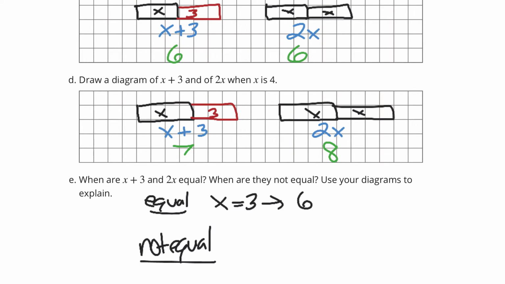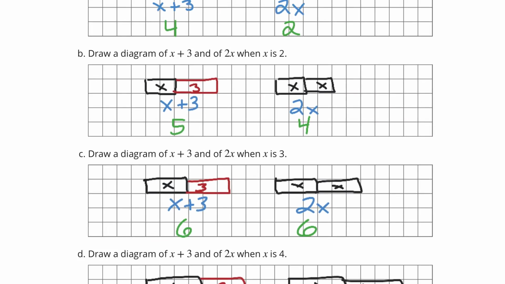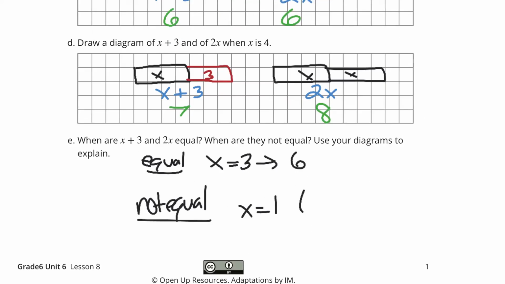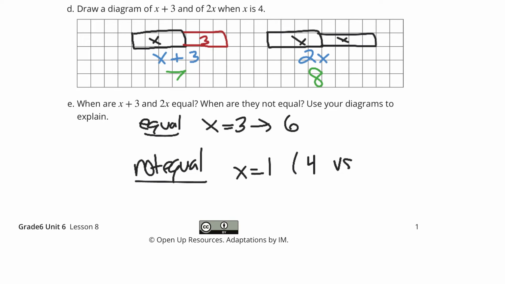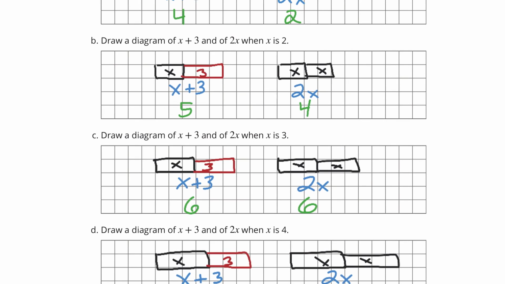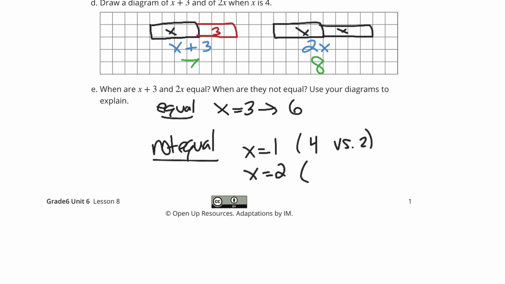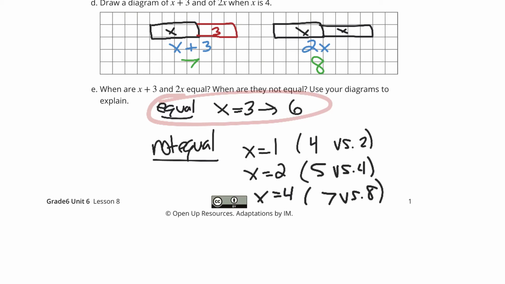well, that was the rest of them, right? When x was equal to 1, they had a value of, let's go back up, 4 and 2. When x was equal to 2, if we look back at that one, they had a value of 5 and 4. And when x at the end here was equal to 4, they had a value of 7 versus a value of 8. So there was only the one time where they were equal, and that was when x was equal to 3. It produced in both expressions a value of 6.